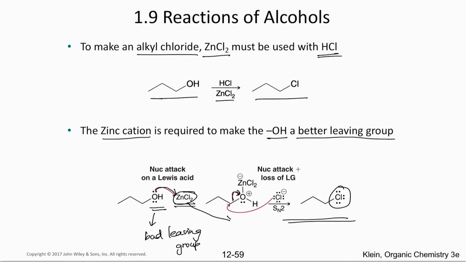The ZnCl2 converts OH into a better leaving group. By itself, it never leaves. So we generally have to use some other compound to make sure that it can leave.